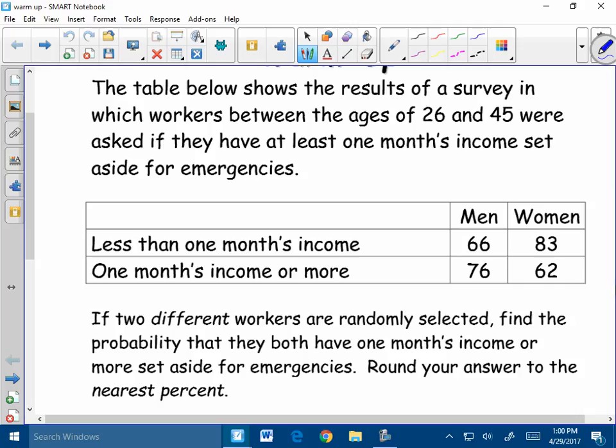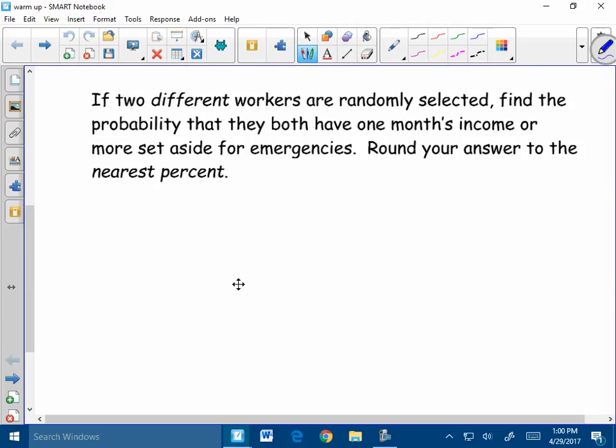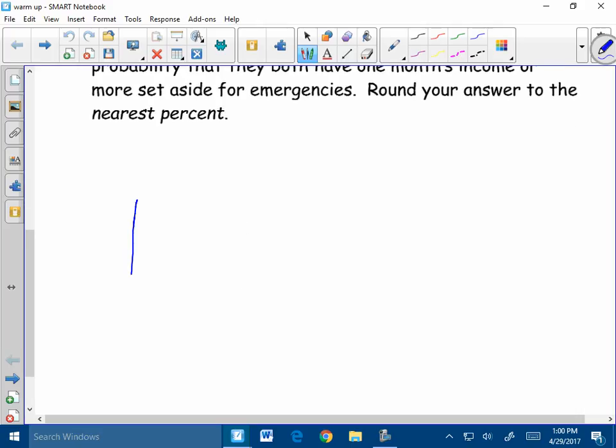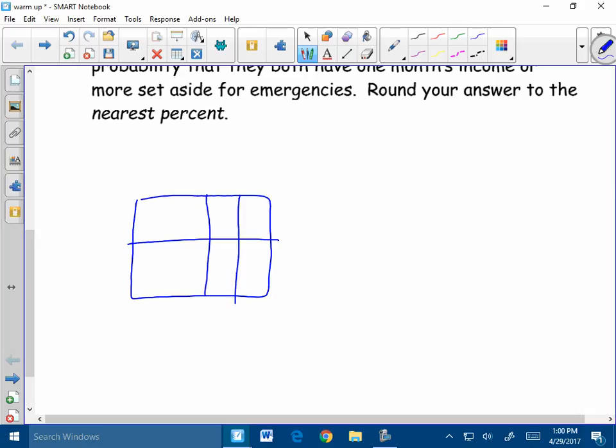So you should pause the video for a moment and see if you can come up with an answer to this question. So go ahead and pause the video and give it a try. Okay, so I'm going to go down here and recopy this table, and then we can work this out here. Okay, so we've got less than 1 month, we've got more than 1 month, we've got men, we've got women. Okay, 66, 83, 76, and 62.